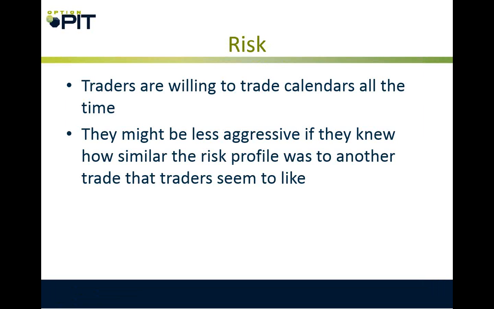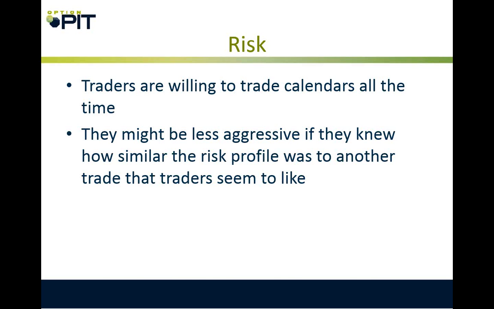So basically, traders are willing to trade these a lot. All right, they might be less aggressive if they knew how similar the risk profile was to another type of trade. So this is actually interesting. I know a lot of people that are afraid of selling straddles. But I know a lot of people that are not afraid to own calendars. All right, does that make sense?